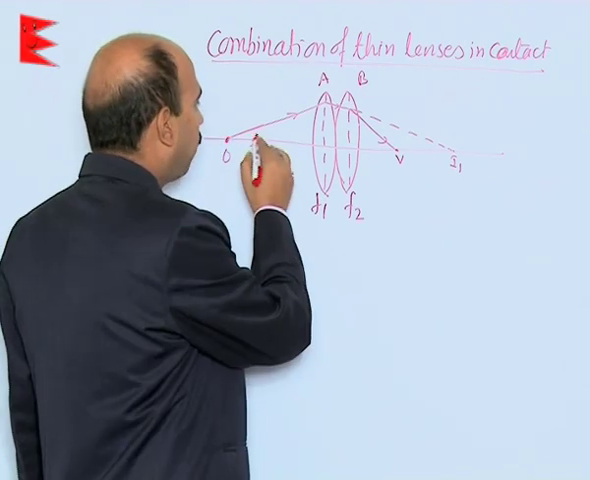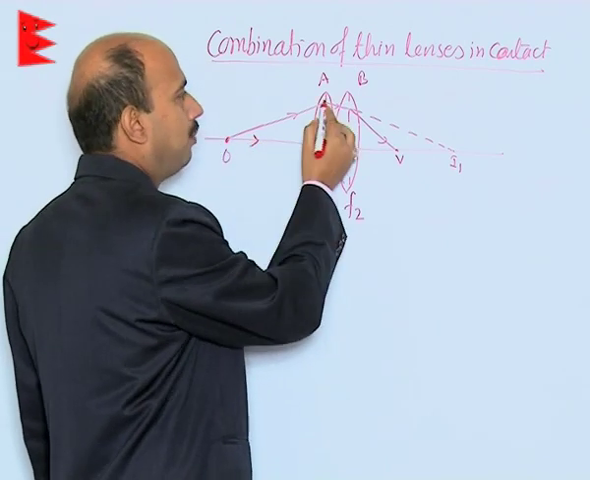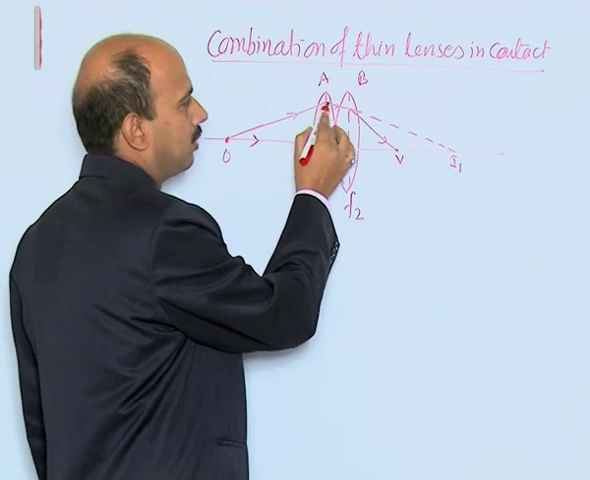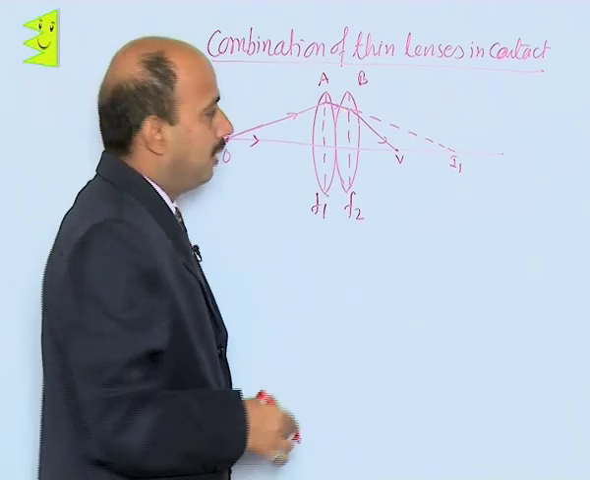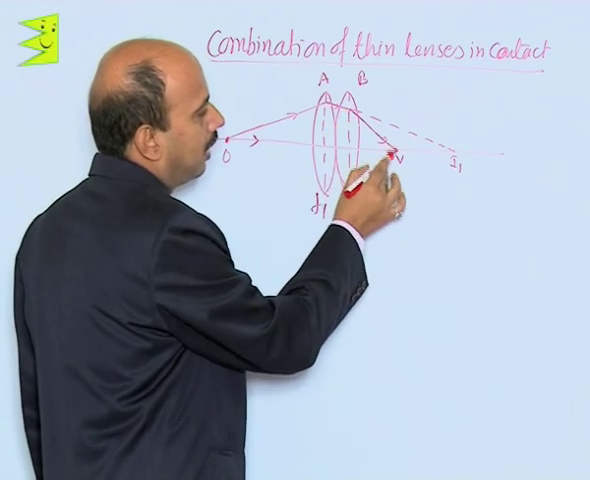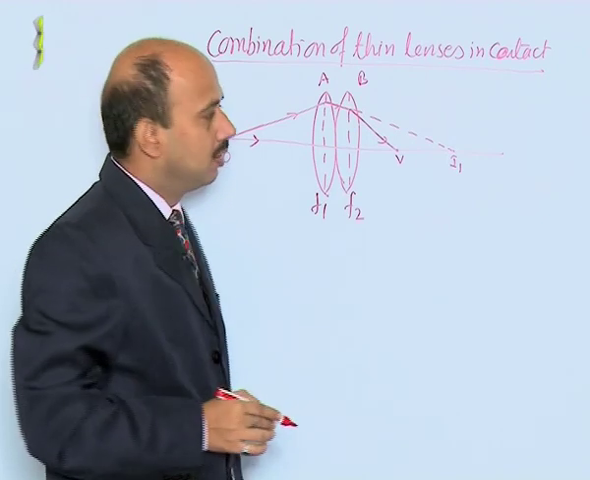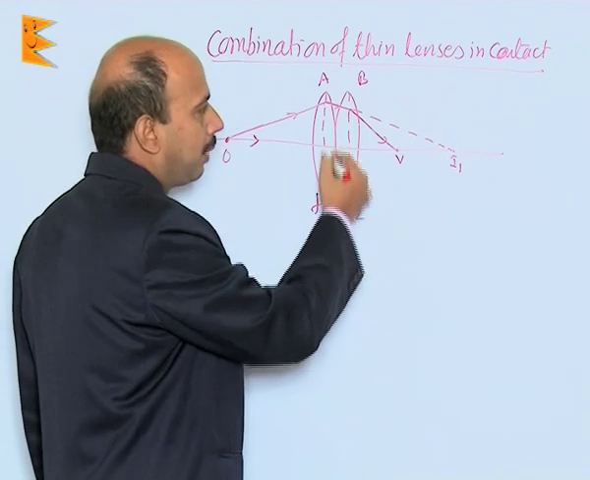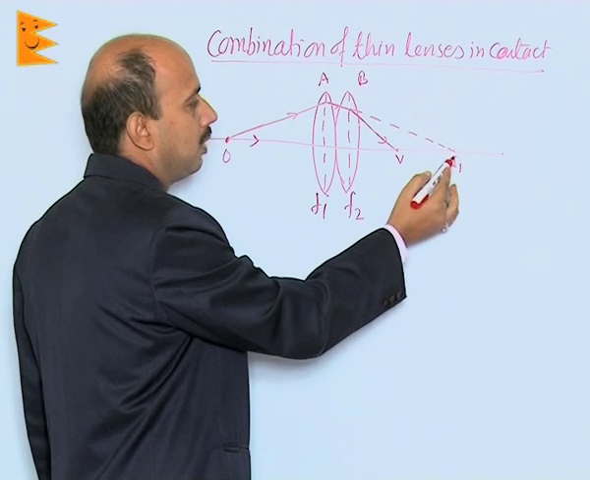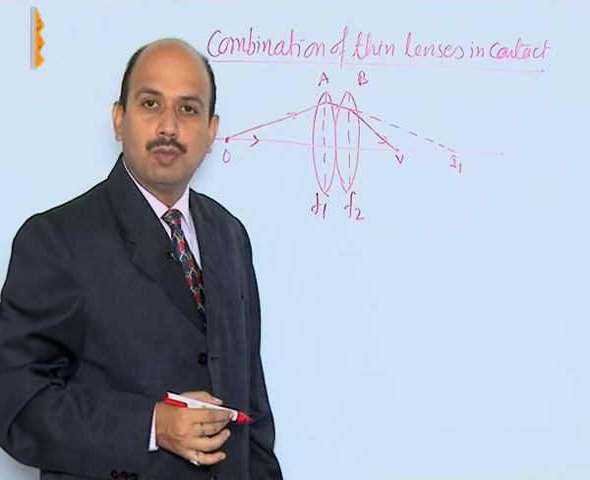We take two rays from this point sized object, one comes here and refraction takes place like this from here, and then again it refracts here and the final image is formed at V. But suppose the second lens were absent, then the image would be formed at the point I1.